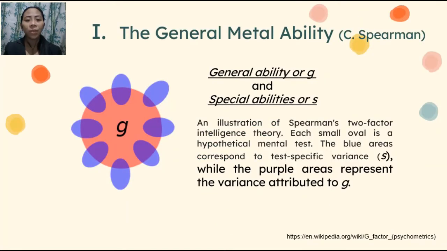An illustration of Spearman's two-factor intelligence theory. Each small oval is a hypothetical mental test. The blue areas correspond to test specific variance, S, while the purple areas represent the variance attributed to G. G factor refers to a general mental ability that, according to Spearman, underlies multiple specific skills, including verbal, spatial, numerical, and mechanical. S factor is also called the special ability of an individual.